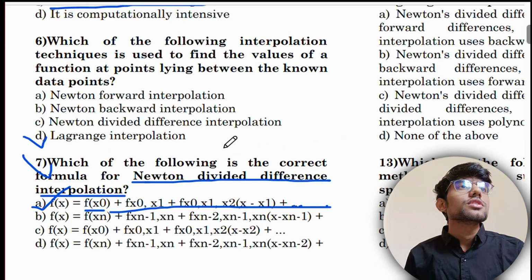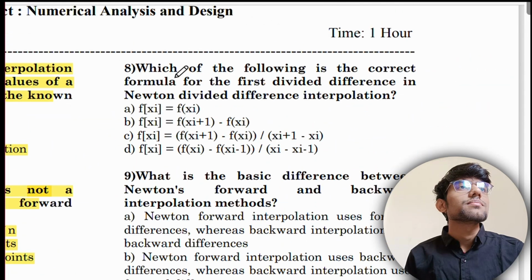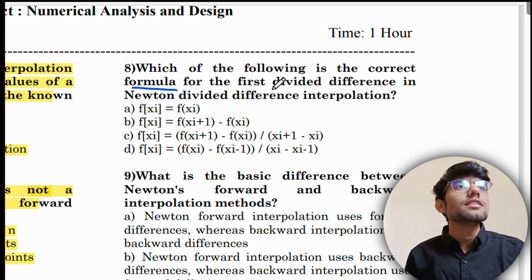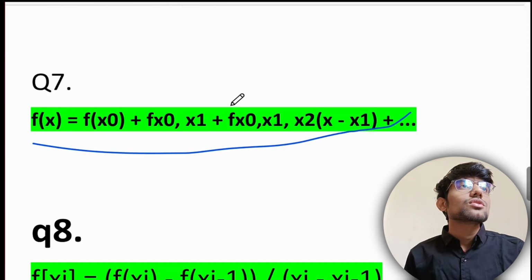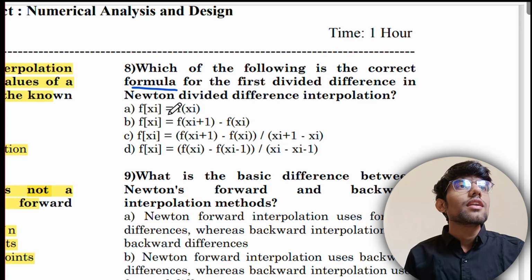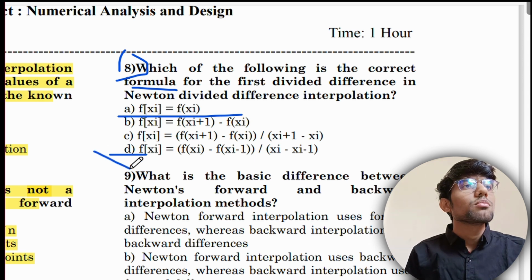Now coming toward the 8th question: which of the following is the correct formula for the first divided difference in the Newton divided difference interpolation? So it is (f(xi) minus f(xi-1)) divided by (xi minus xi-1). Already seen it. So which option can you choose from here? It is the D option from all these options.